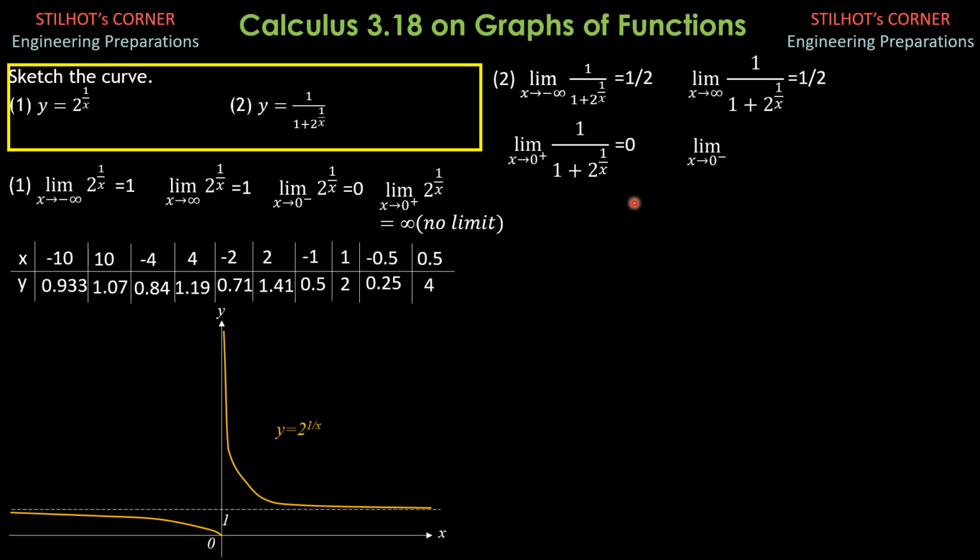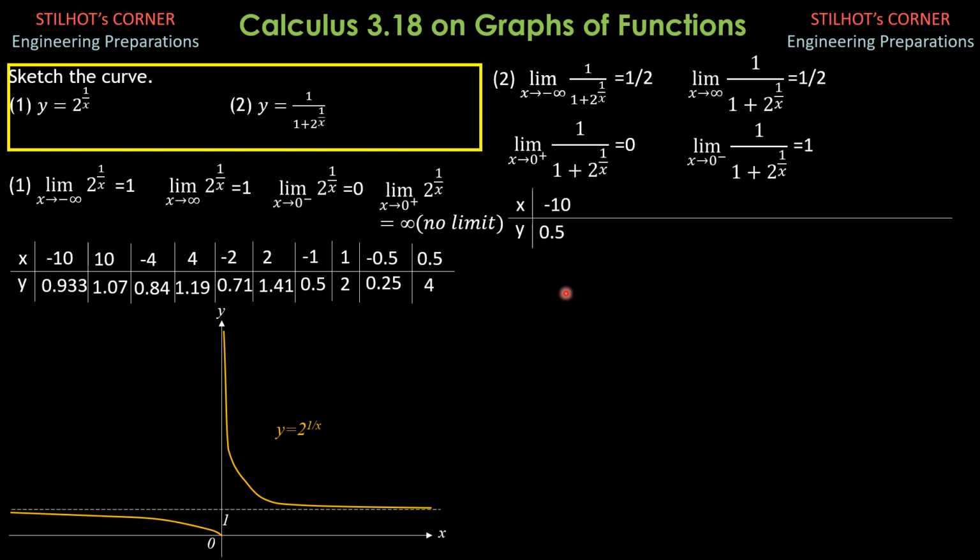Then limit as x approaches 0 from the left of 1 over 1 plus 2 to the 1 over x. This is 2 to the 1 over almost 0, but just to the left negative, 2 to the negative infinity, which is 1 over 2 to the positive infinity, which is 0. So that is equal to 1. Then let's plot some points to see the picture of the graph of y equals 1 over 1 plus 2 to the 1 over x.